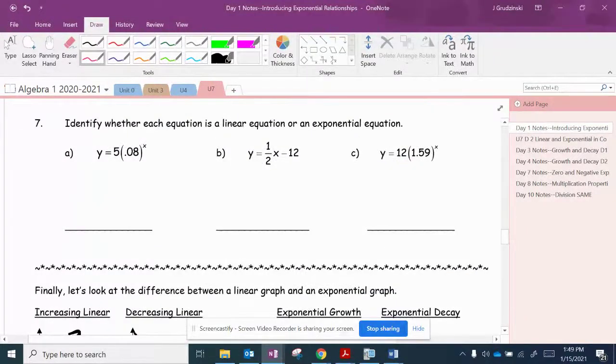So if we look at each equation, we're going to decide if it's linear or exponential. If we look at letter A, x is the exponent, so it's exponential. If we look at letter B, there is no exponent on the x, so it's a 1. So that means it's linear. If we look at letter C, x is the exponent, so it's exponential.